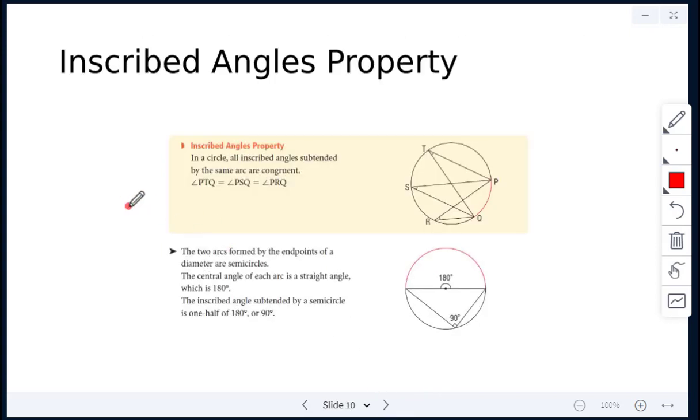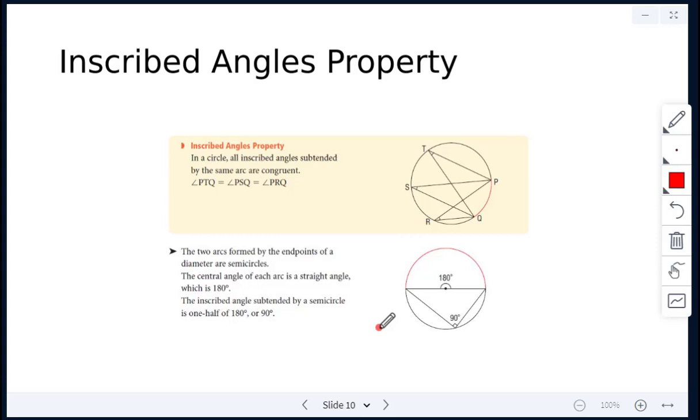This was a property we've already talked about as well, which is the inscribed angles property. In a circle, all inscribed angles that are subtended by the same arc are congruent. In this case, PTQ, PSQ, and PRQ are all subtended by the same arc, this arc here. Therefore, these inscribed angles will all be congruent, or the same.